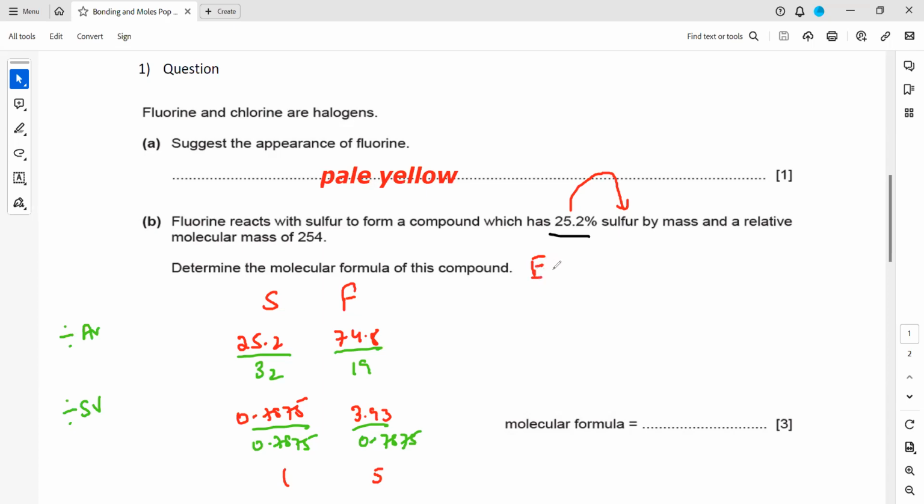So what is the empirical formula now? The empirical formula is SF5: 1 sulfur and 5 fluorine. The simplest ratio is 1:5. But the question is about the molecular formula. So how do we find the molecular formula?